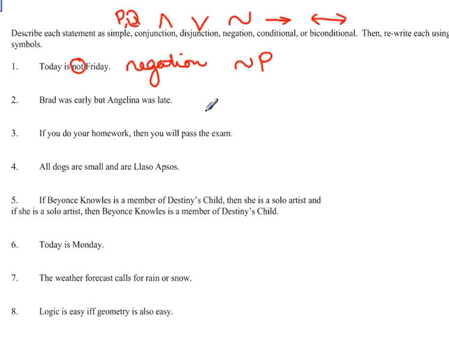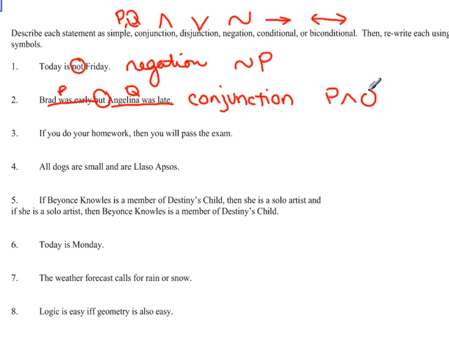Number 2. Brad was early, but Angelina was late. Brad was early we'll refer to as P. Angelina was late, we'll refer to that as Q. So there are two separate statements being connected by this word but. But is another word that we use in place of and. We could use either one of those, and this would then be a conjunction. Now we use the conjunction symbol to connect these two statements, so that would be P and Q.